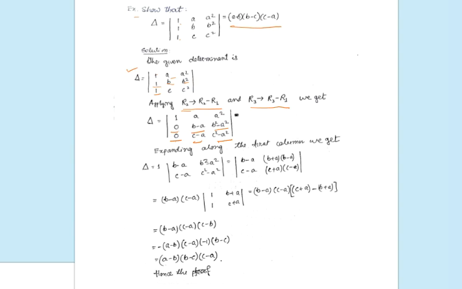We will expand this determinant along the first column, so that since the other values are 0, it will be easy to find the value of the determinant. So 1 into the cofactor: b minus a, b square minus a square, then c minus a and c square minus a square. Here b square minus a square is written as b plus a into b minus a, and c square minus a square is written as c plus a into c minus a.